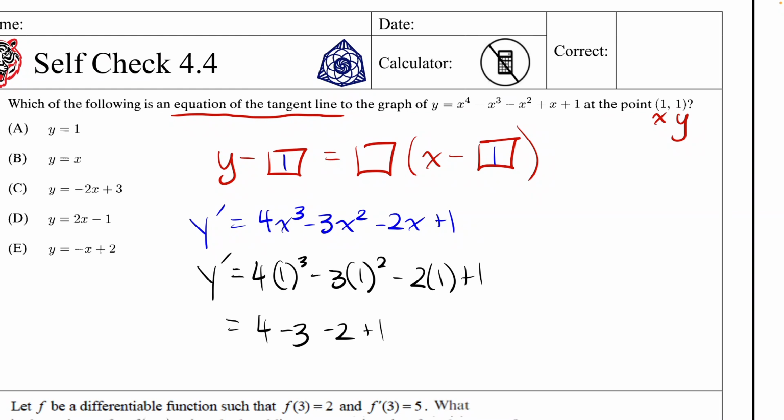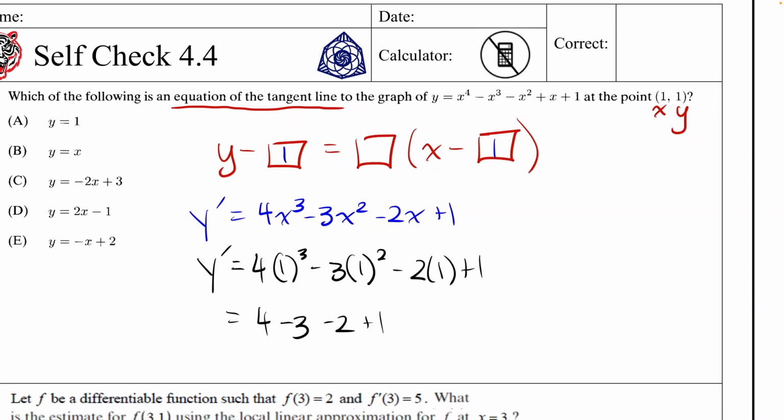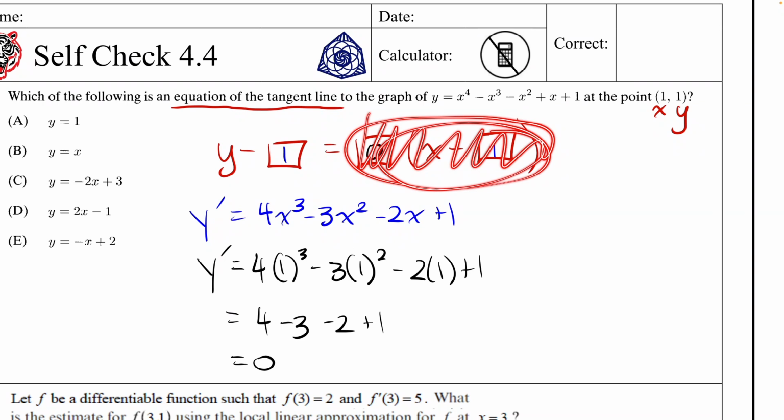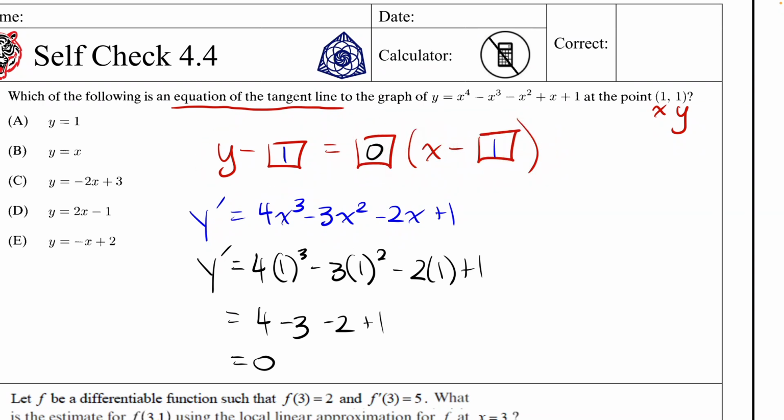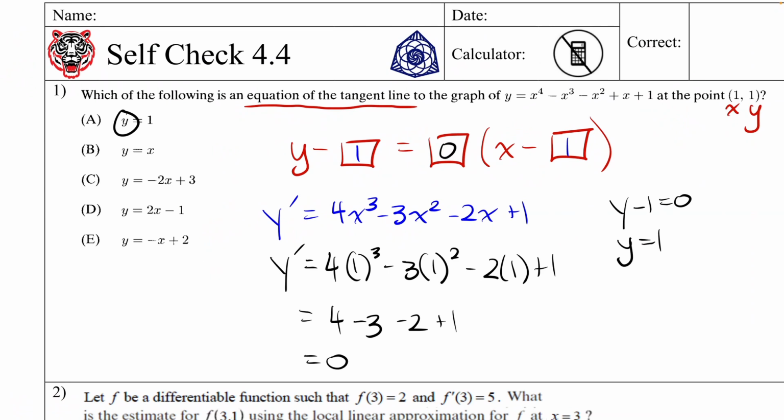That's going to be 0. Is that right? Oh my god, that's equal to 0. That means this is equal to 0. None of this mattered! None of that right side mattered, only the left side mattered. I essentially have y minus 1 equaling 0, and I just have to add 1 to both sides, and y is equal to 1. Meant to circle A there.